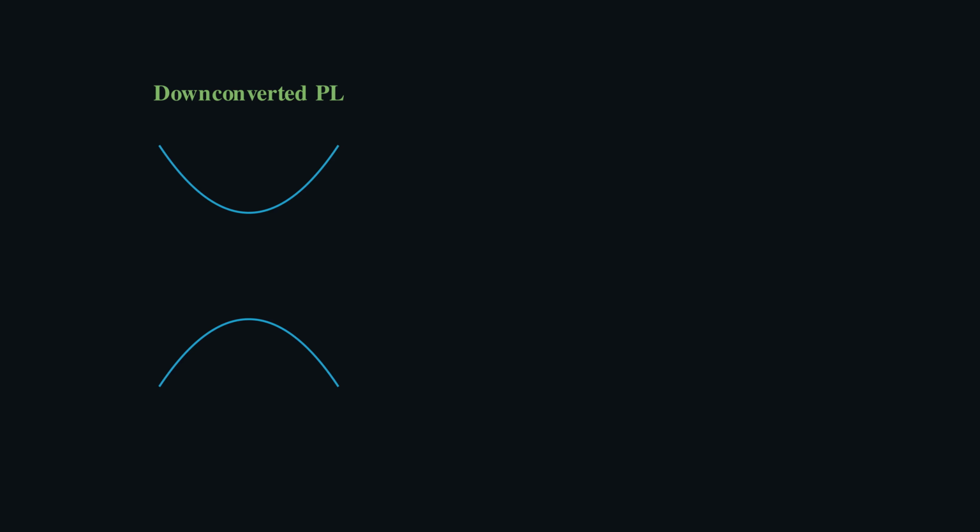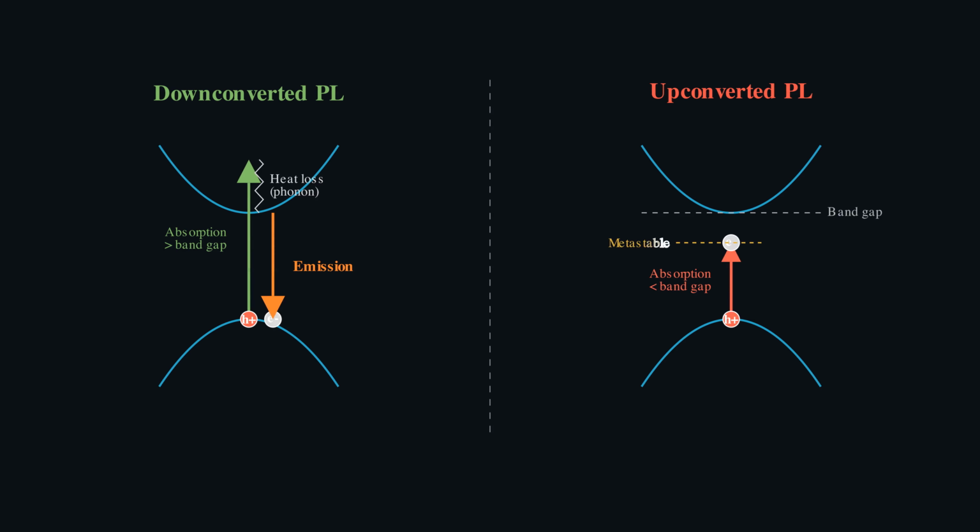In a normal scenario, we usually excite the material with light above the band gap. The excess energy is lost as heat, and then we get light emission. But if we excite the material below the band gap, the missing energy can be supplied by the phonon bath, and what we get is upconverted emission.